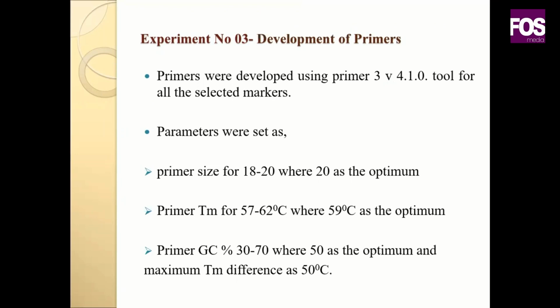The parameters were set as follows: primer size 18 to 20 base pairs in length, with 20 as optimum. The primer melting temperature was 57 to 62 degrees centigrade, where 59 was selected as the optimum condition to reduce false positive results. Primer GC content was adjusted to 70, with 50 as the optimum, and the maximum melting temperature difference was defined as 50. These are the parameters we developed.